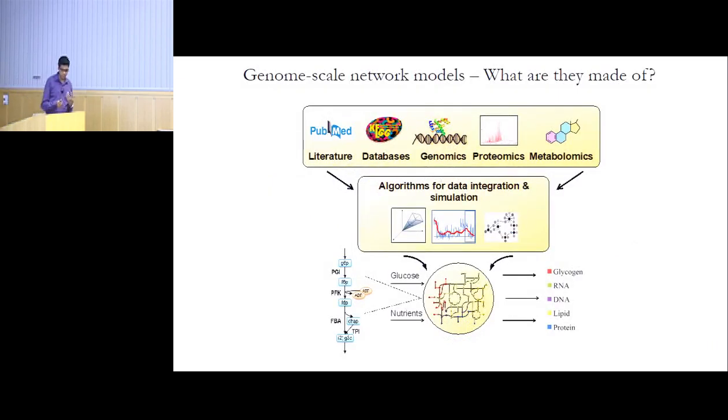So how do you build these models? We make use of diverse kinds of data. We do a lot of text mining of the literature to figure out what's known about a system biochemically. We also use genomic information to figure out what genes are present in an organism, and then we use transcriptomics data and proteomics data to figure out the levels at which these genes are active in a system. And then we develop algorithms that can, in an automated fashion, take these high throughput data and combine them to build these genome-scale network models.